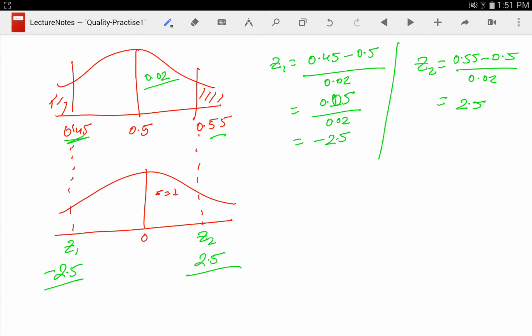So we know this is 2.5 and this is minus 2.5. Then all we have to do is go to the Z table and find the value for minus 2.5, which happens to be 0.0062. That means a 0.62% portion of the items lie to the left, and given that this is symmetric, exactly 0.0062 is to the right. So altogether 0.0062 times 2, which comes out to be 0.0124. That is the same as saying 1.24% of items lie outside these limits.